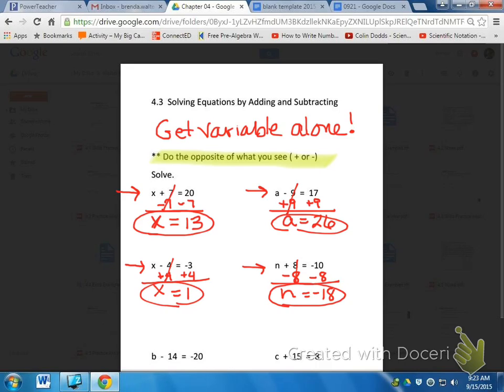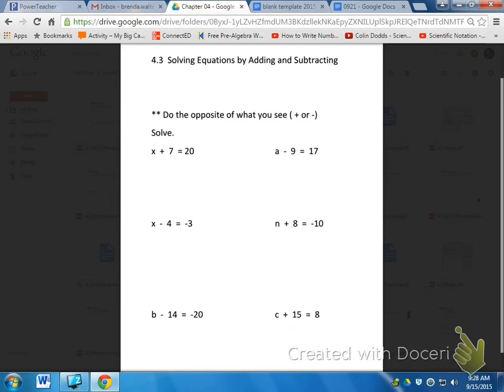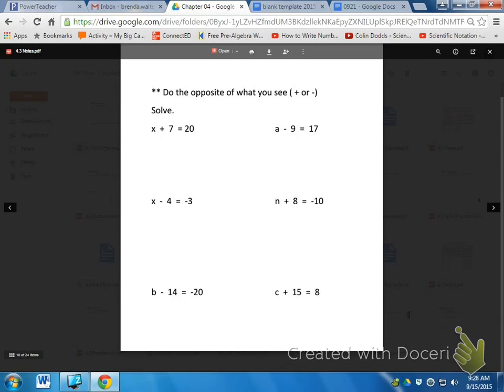Okay, I'm going to erase those. Anybody still writing or need anything, any questions on that? All right, so let's scroll down here a little bit and finish these off, and then there's a couple other things I need to tell you. B minus 14 equals negative 20.